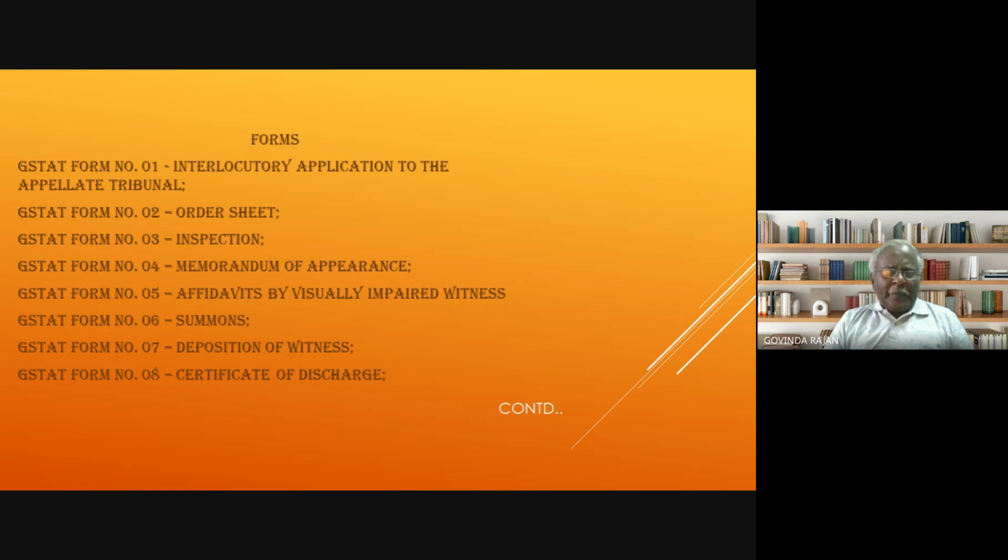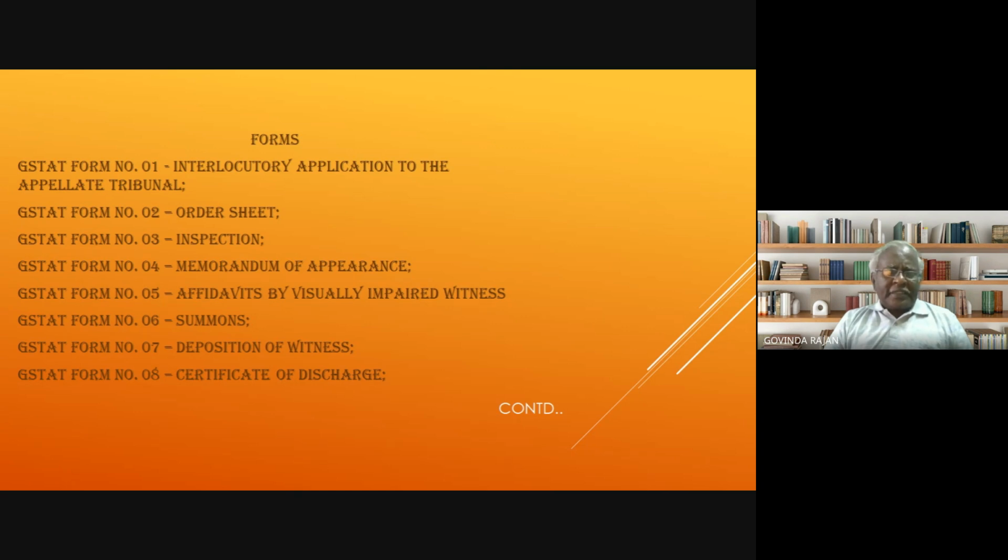Number 4, memorandum of appearance. The authorized representative shall file this form for getting the permission of the tribunal to appear before the tribunal. GSTAT Form 5, affidavit by visibly impaired witness. If a person coming to give witness is an impaired witness, then his statement will be recorded as an affidavit in Form 05.